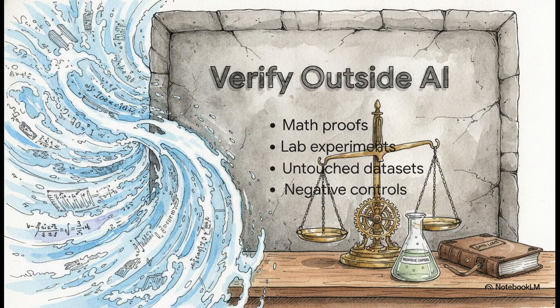And that brings us to the absolute most critical step of the entire protocol: verification completely outside the AI system. We have to use independent mathematical proofs, physical lab experiments, untouched datasets, negative controls, and rigorous human review. You must never, ever let an AI silently convert a prediction into a truth. Look, AI can flood the zone with brilliant candidates, it can suggest, and it can predict with amazing speed. But reality and physical experiments, they must always own the scoreboard.